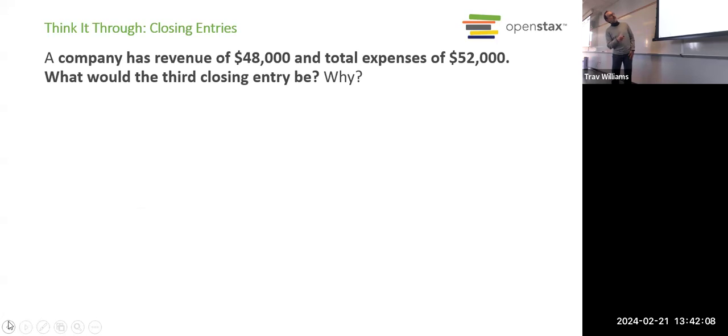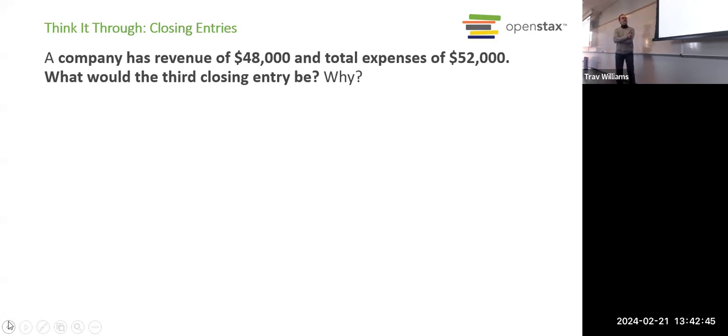Company has revenue of $48,000 and expenses of $52,000. Do they have net income or a net loss? They have a net loss, right? Yes, their expenses are greater than their revenues. So what would the closing entry look like for the income summary account? That's step 3. Which account would we debit? Which account would we credit? Yes, we would credit income summary and we would debit what? Step 3. Retained earnings. Okay.